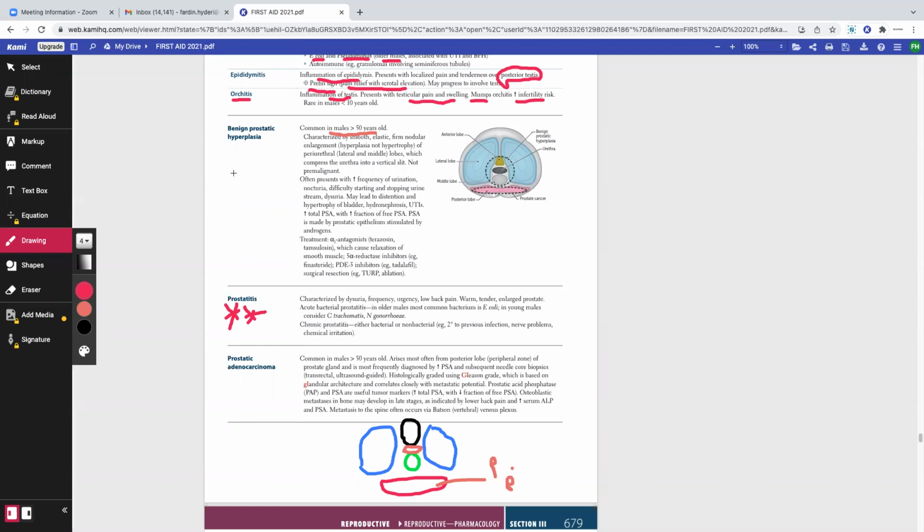We try to see if the prostate is swollen, the upper pole of the prostate, and how swollen the prostate is. We try to see the smoothness of the prostate, if there's any nodularity or irregularity, if there's bleeding or no bleeding from the prostate, and if there's pain in the prostate.